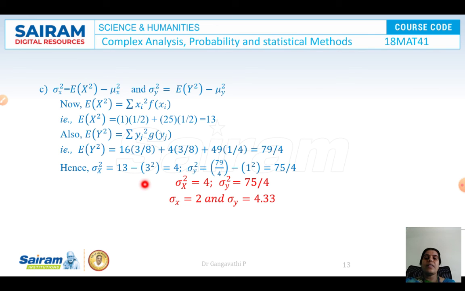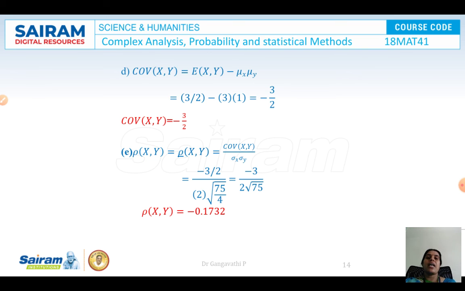So sigma x square is 13 minus 3 square, because the mu value we have already evaluated is 3. So 13 minus 9, which is equal to 4. Similarly, sigma y square is E of y square minus mu y square. E of y square is 79 by 4, which we have evaluated now, and mu y we have found to be 1. So sigma y square is 75 by 4. So sigma x square is 4 and sigma y square is 75 by 4. We need the sigma x and sigma y values, so take the square root. This gives us 2 and 4.33.